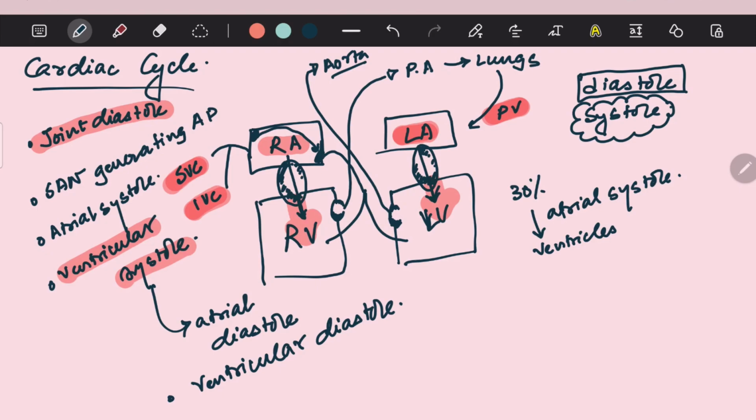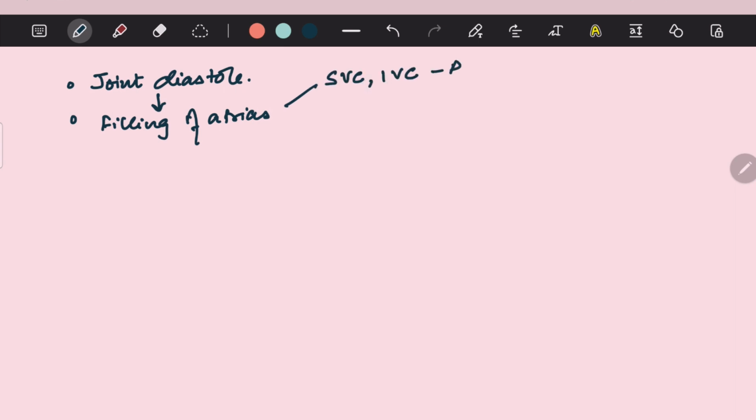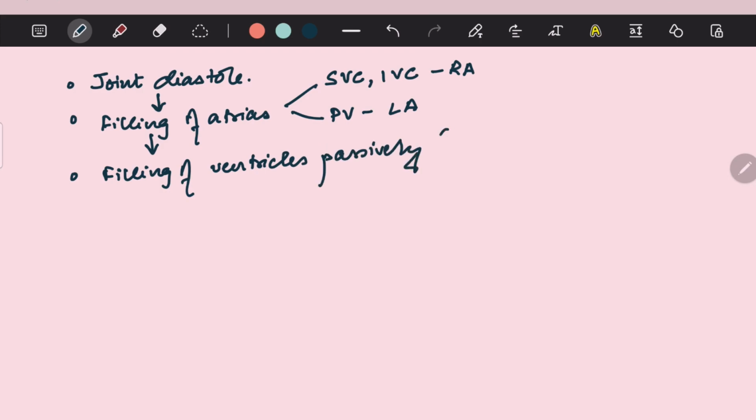So let me summarize the entire process again. First of all, there is a state of joint diastole. Then there is filling of the atria through the superior vena cava and inferior vena cava for the right atrium and the pulmonary vein for the left atrium. Then there is passive filling of the ventricles. That is, 70% of the blood comes from the atria to the ventricles passively without any contraction of the atria.